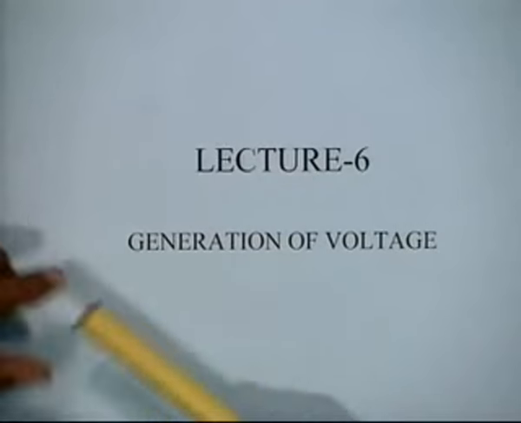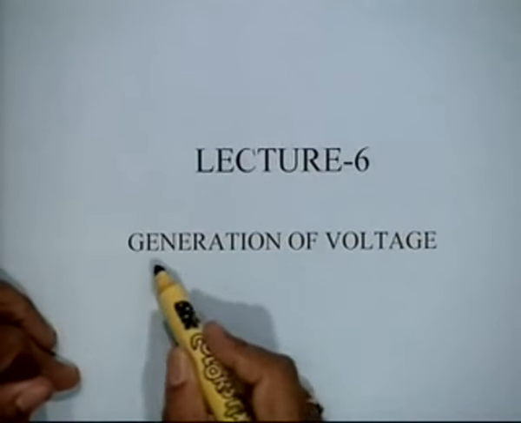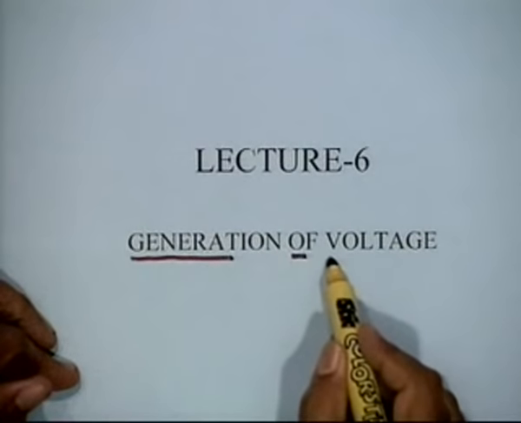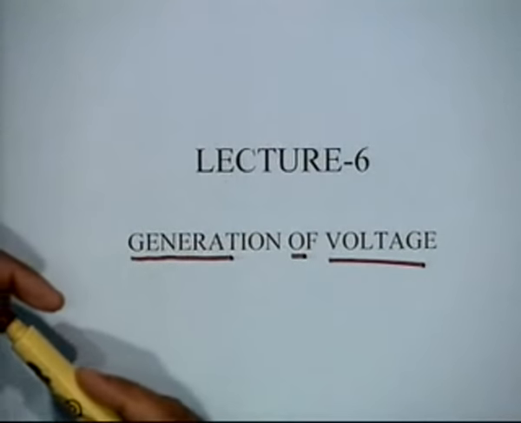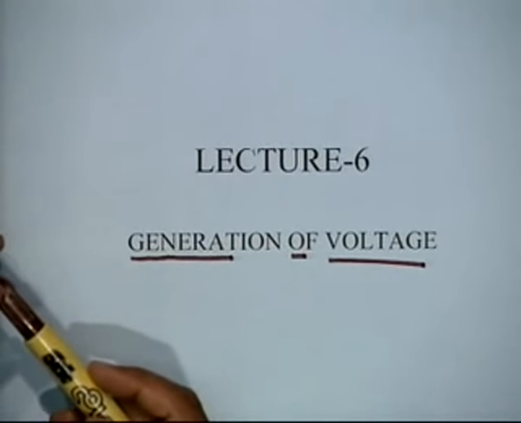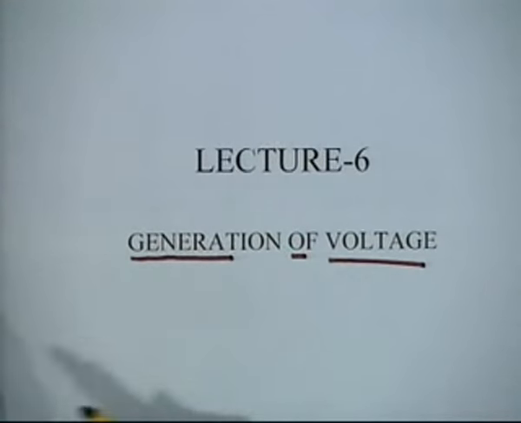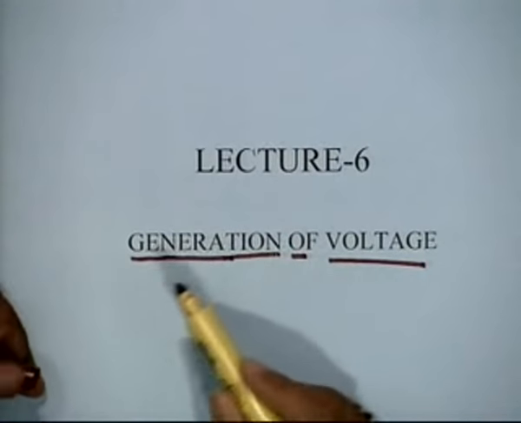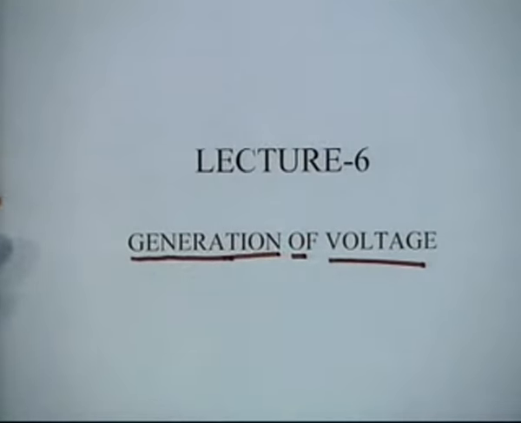This lecture we will start discussing the generation of voltage in different machines. So far we have seen what is the nature of air gap magnetic fields in different machines. Now we should see, with that type of magnetic field in the air gap, what type of voltages are generated in different windings in the machines.